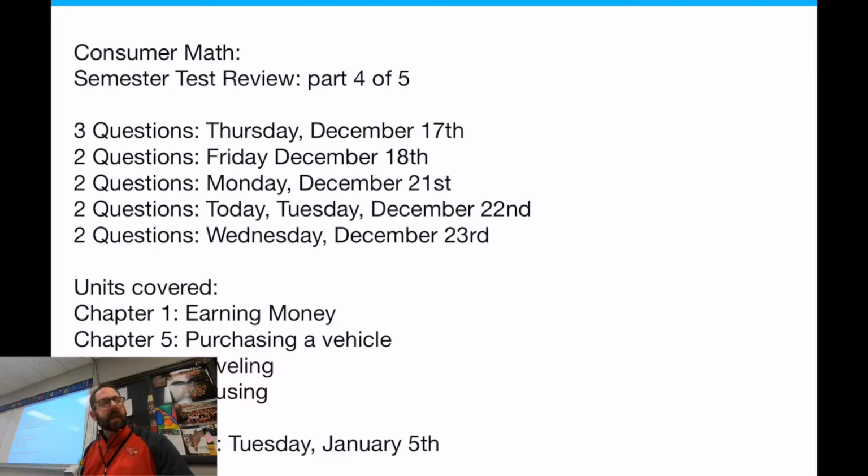Now, the other thing I added to the board, and I forgot to tell you guys this yesterday: we're doing a book check on Wednesday after our semester test. So that's January 6th. That's the physical book you have. I want to see that there's a cover on it, and that you have the right book number still. Does that make sense? That'll be Wednesday after the semester test.